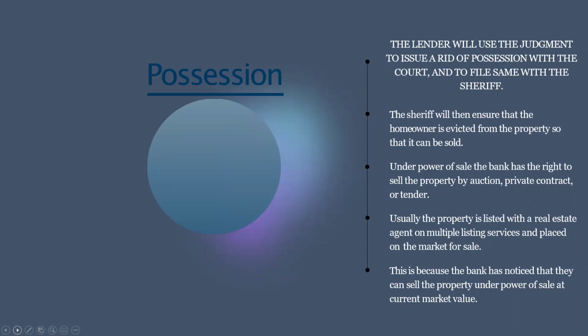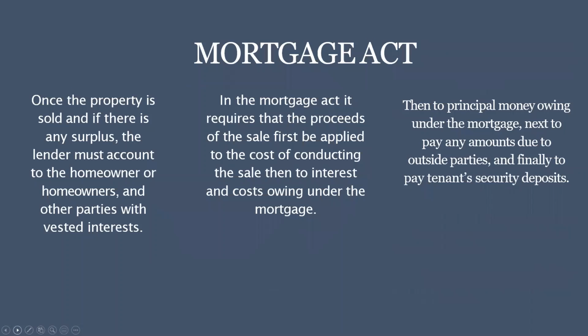Under the power of sale, the bank has the right to sell the property by auction or private contract or tender. Usually the properties are listed on the MLS because they find that's the best way to market the property. The bank can sell the property under power of sale at current market value. Under the Mortgage Act, once the property is sold, if there's any surplus, the lender must account to the homeowner or homeowners and other parties with vested interests.